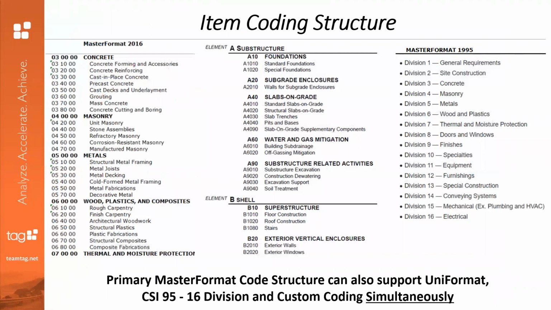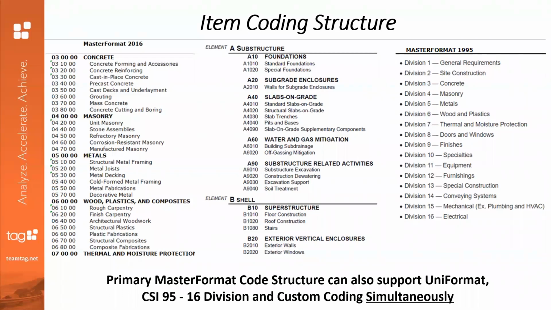The core structure of Sage Estimating is in the coding, and out of the box, it's ready for MasterFormat, although it could use many other format systems. Currently, I think we're on 2018 as the MasterFormat code. It's already up to 2018, which is about 48 divisions.